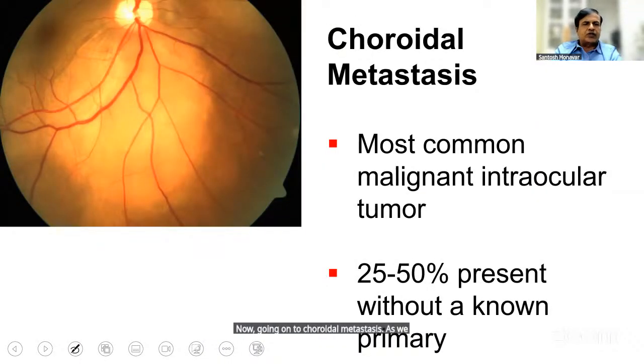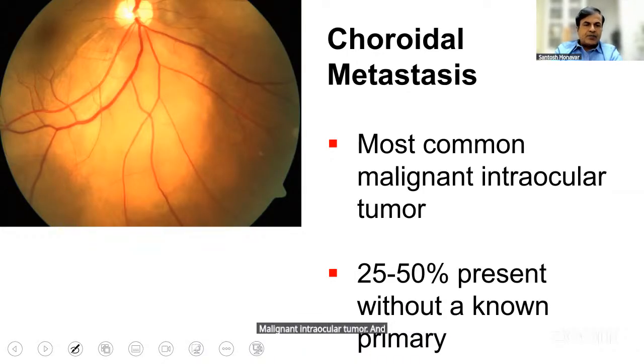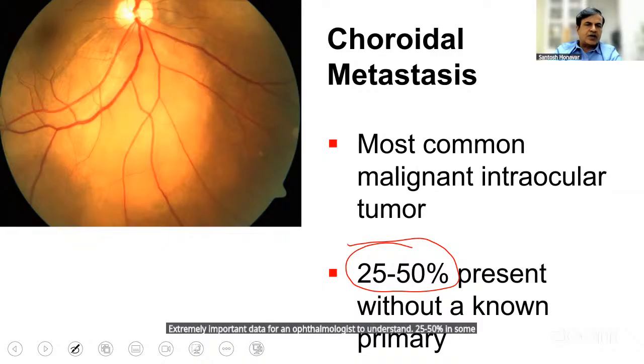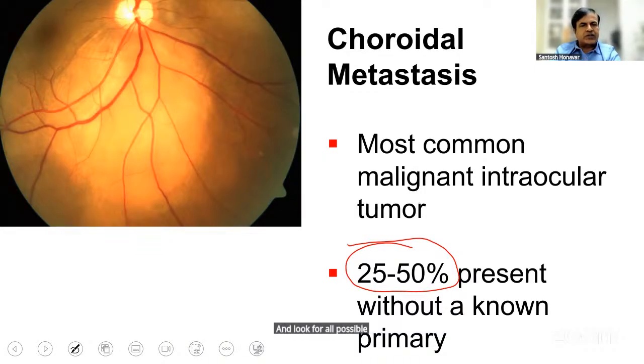As we already mentioned, it's the most common malignant intraocular tumor, and very importantly, this is extremely important data for an ophthalmologist to understand. 25 to 50%, in some series even two-thirds, present without a known primary at all. That means the patient is not aware of the fact that he has a malignancy in his body. So the history in such patients is of paramount importance. We have to ask for all possible cancer symptoms and look for all possible external signs of cancer in these patients if you clinically suspect a choroidal metastasis.